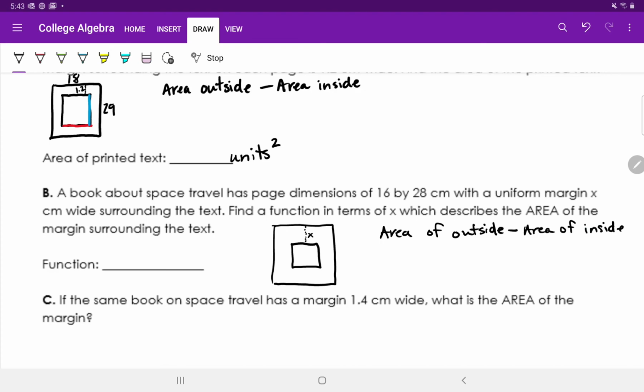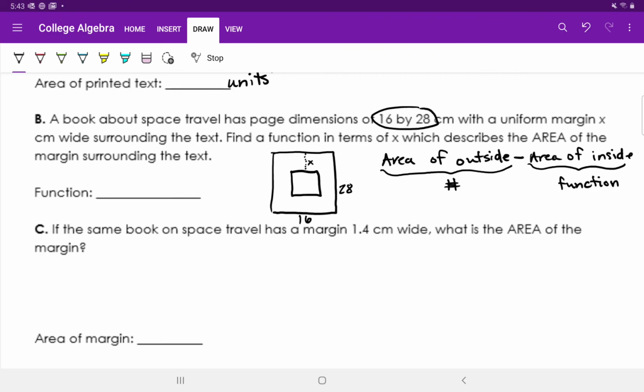And so the area of the outside is still just going to be a number based on the dimensions of the outside of the page. But the area of the inside is going to look more like a function because it's going to have x's and variables in it. And we did an example like this in class one day, and I know you've done some of these for homework, so you should have some similar examples in your notes.